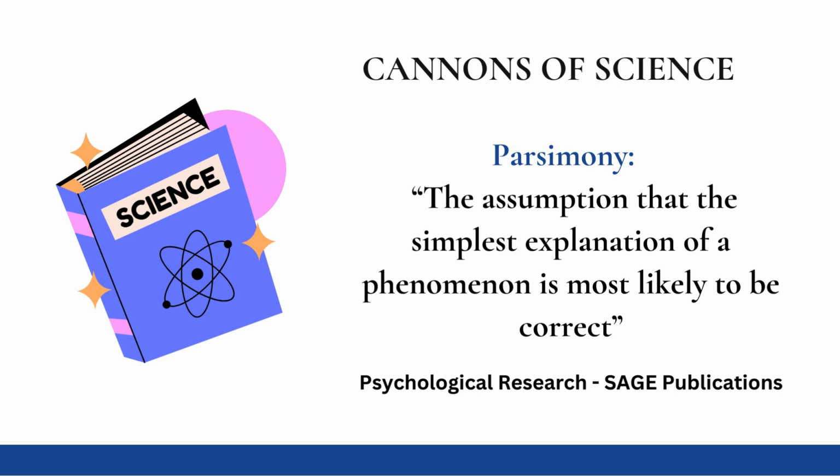The third canon, the third pillar, is parsimony. And what is it? It's the assumption that the simplest explanation of a phenomenon is most likely to be correct. This is quite related to the last canon we just looked at. That the simplest explanation of a phenomenon is most likely to be the correct one. Still supporting the last argument that says there is cause and effect. There must be an explanation. First of all, there must be an explanation.